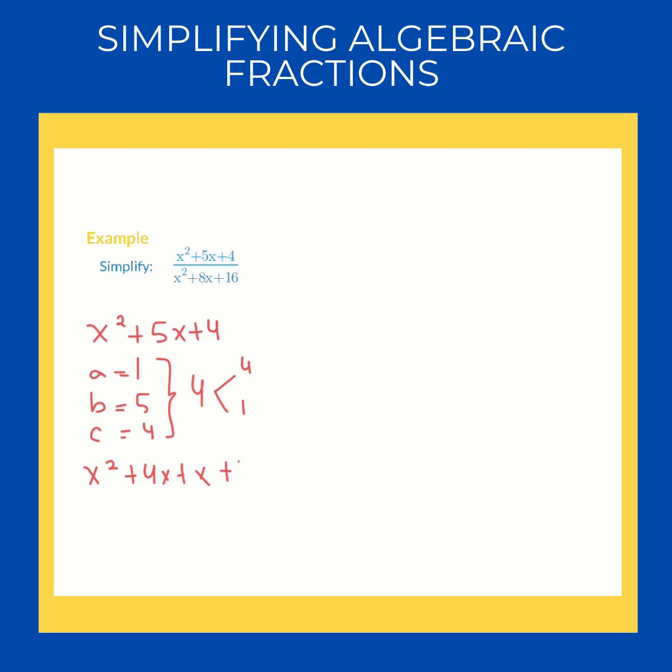Plus 4. So for the first two terms, I'm taking x as a common factor, so I'm left with x plus 4, and I'm going to repeat the bracket again, so I have x plus 4. Now outside the second bracket, I have plus 1, because if I multiply 1 times x, it's x, and if I multiply 1 times 4, it's 4. So the factorized form of the expression is x plus 4 times x plus 1.